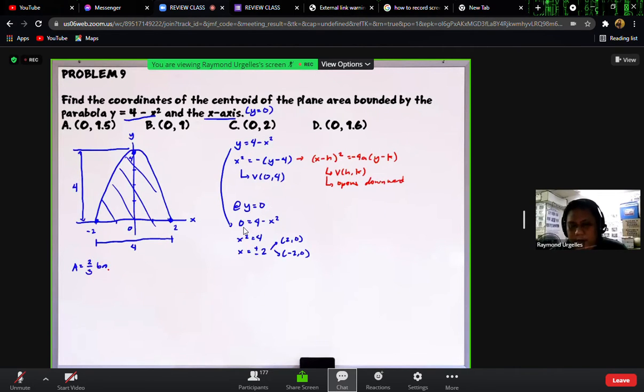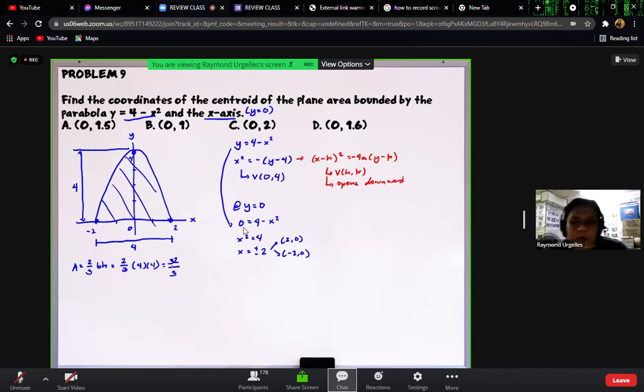Okay? So then the area of the parabola is simply 2/3 times base times height. So parehong 4 units lang yan. So kaya 2/3 times 4 times 4. So this is 32/3. So actually basta mga parabolic segment na tanong sa board, no?